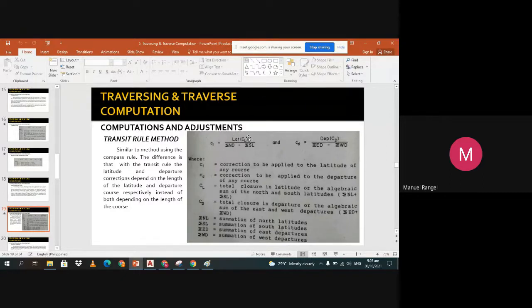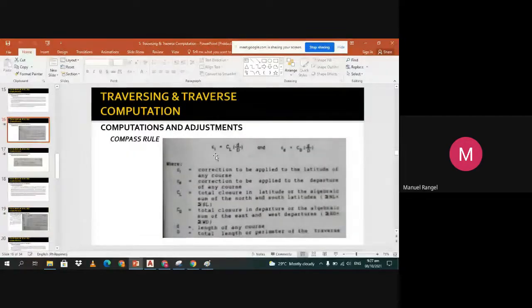So, this formula: latitude of the course multiplied by the total closure in latitude divided by the summation of the north latitude and the south latitude. Dapat NL niya. And the correction to be applied sa departure naman is departure multiplied by the total closure in departure divided by the summation of the east departure and the west departures. So, mao lang ni ang nausab, no? Ang computation sa CL and CD sa compass rule.